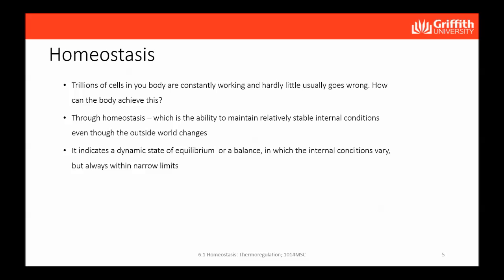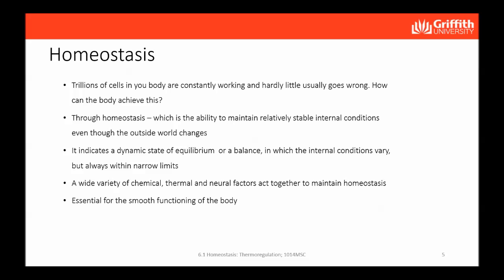It indicates a dynamic state of equilibrium or balance, in which the internal conditions vary, but always within a narrow range of limits. Virtually every organ plays a role in maintaining homeostasis. A wide variety of chemical, thermal, and neural factors all act together and interact in complex ways to maintain homeostasis, as maintaining the constancy of the internal environment is essential for the functioning of our body.